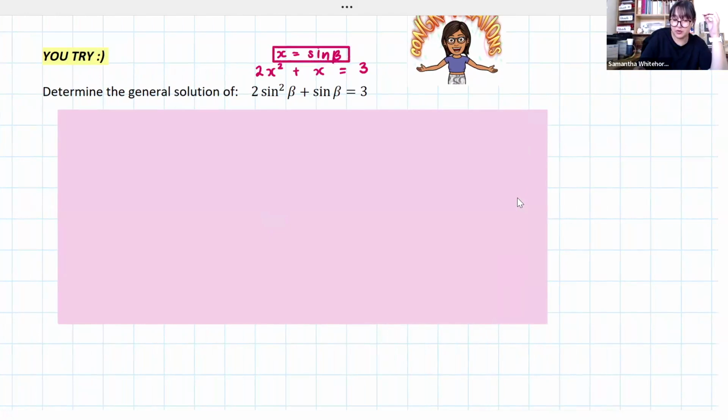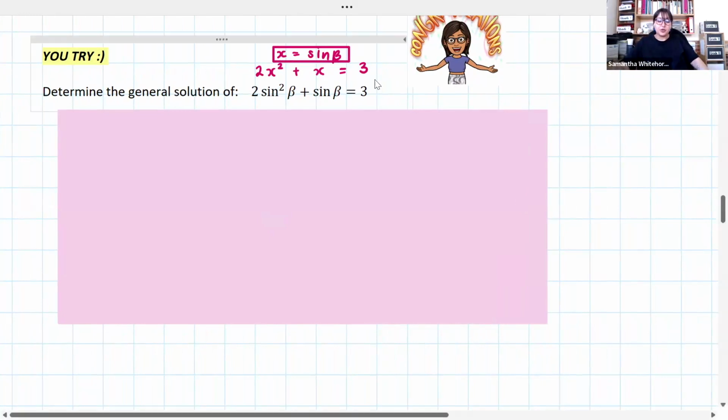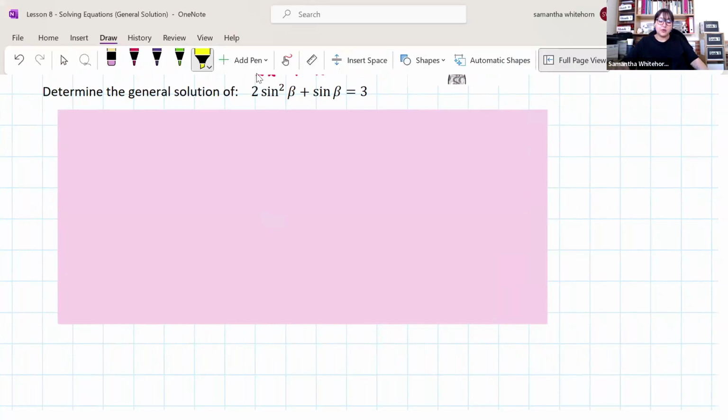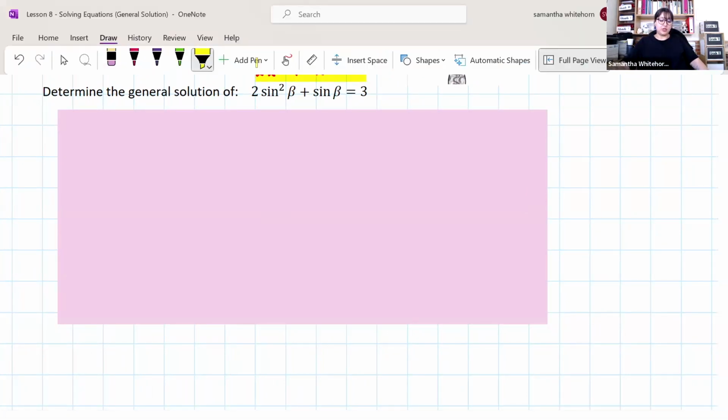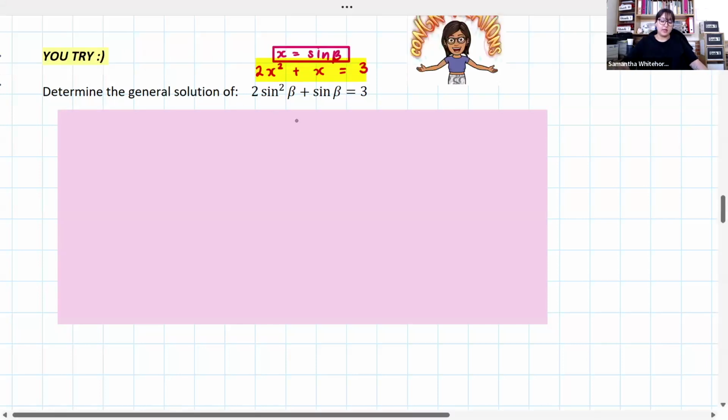Remember, I've said this to you before. If thinking of your terms in terms of a variable helps you solve or simplify, do that. So this 2x squared plus x minus 3 might help you understand how to solve this equation. But give it a try. We've just used one way, factorization, so that's going to be important here as your hint.